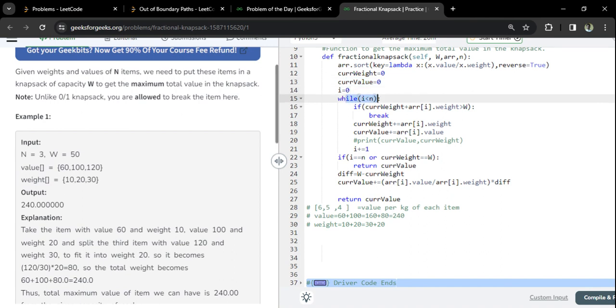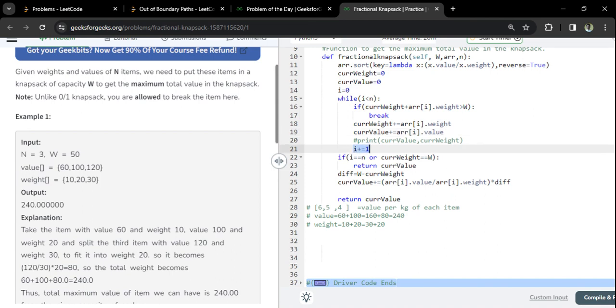I will run this while loop till i is less than n. What I'm checking is, if in the current weight I add the weight of the ith item, I'm not adding it currently, I'm just explicitly adding it and checking whether after adding the weight of the ith item, this will cross my limiting factor, the highest maximum weight allowed. If it is crossing, then break out of this loop. If it is not crossing, you can add it. To the current weight, add the weight of the current item. To the current value, add the value of the current item. Increment i by 1.